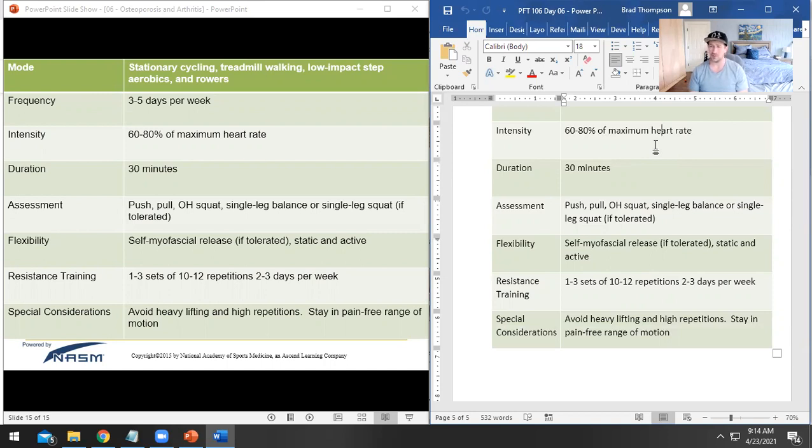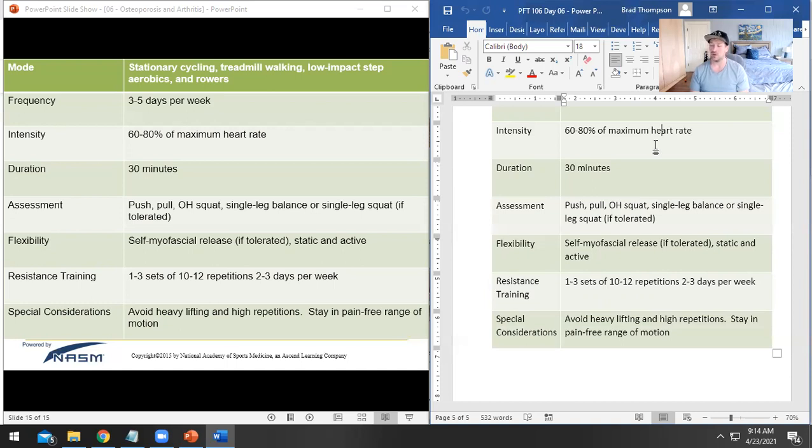Duration about 30 minutes. We're keeping this a little shorter than we would normally see in a full 60-minute session. Again, our job here is to avoid inflammation as much as possible. Assessments: pushing, pulling, overhead squat, single leg balance, or a single leg squat if they can tolerate it. Be cautious with the single leg squat. That can put a lot of pressure on the joints. And if they don't have the ability to stabilize those joints properly, that can lead to inflammation.